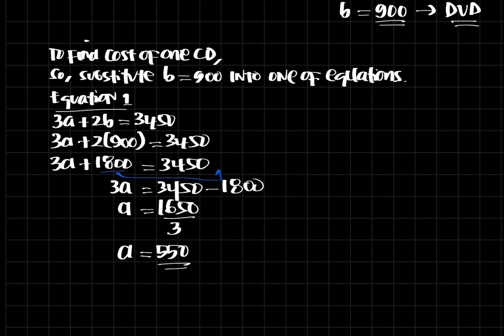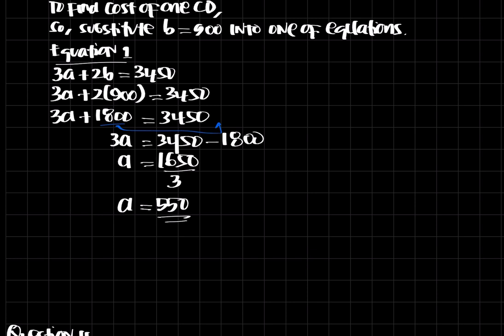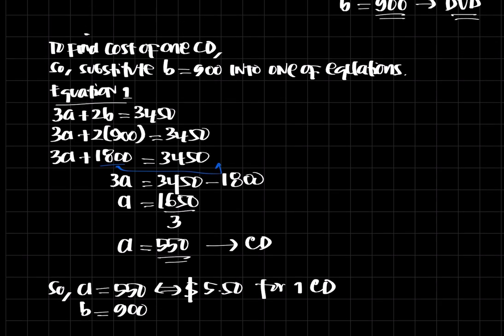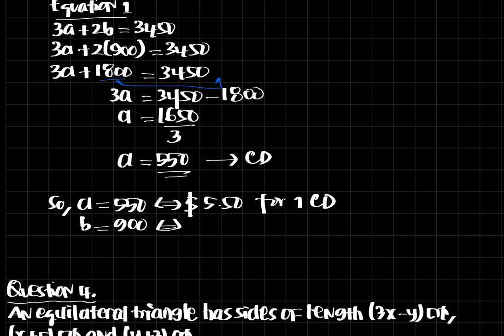So a is 550 cents, that equals $5.50. This is for one CD. And b, it's 900 cents before, right? So then that's equivalent to $9 for one DVD. I think that's very clear, right?